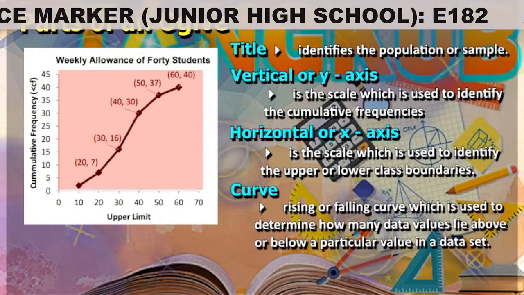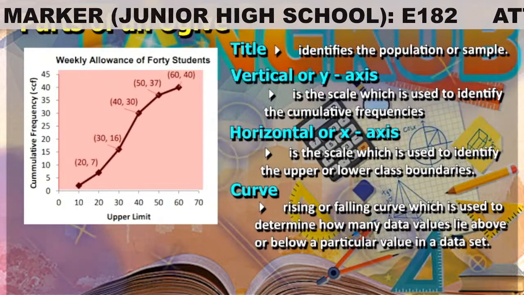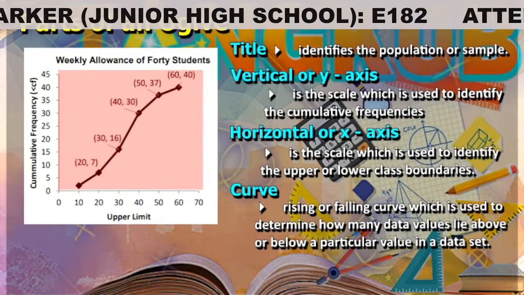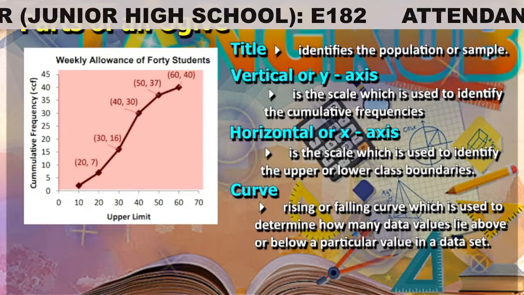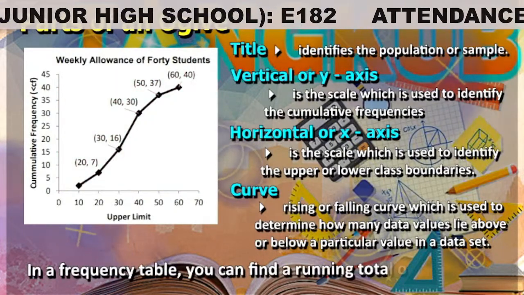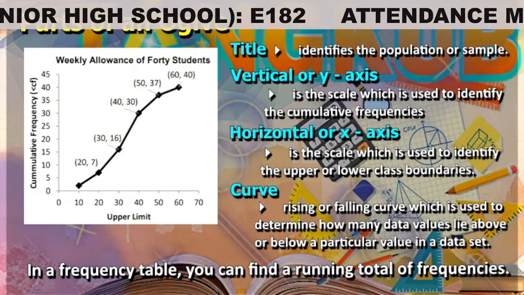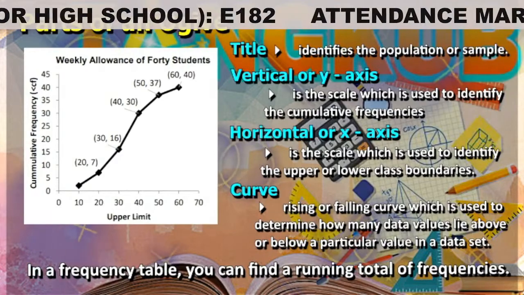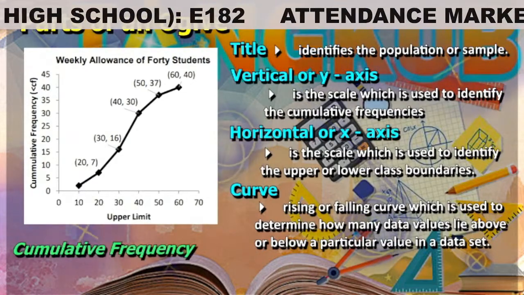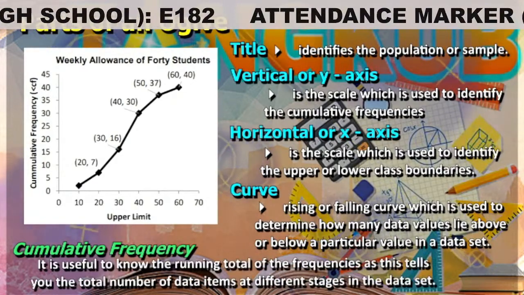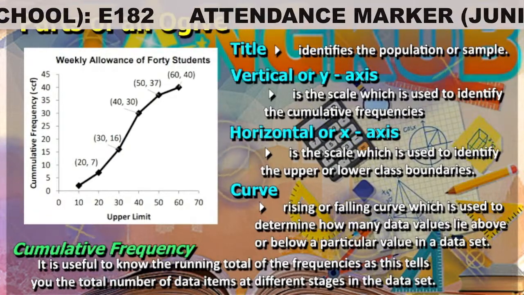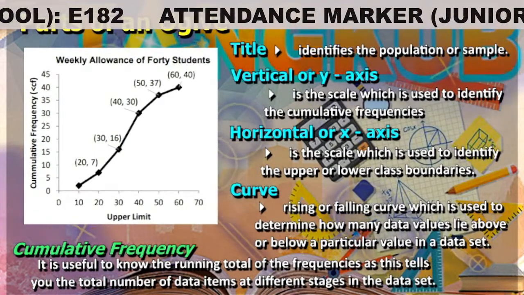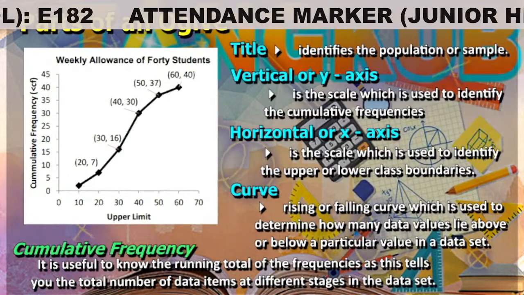Rising or falling curve, which is used to determine how many data values lie above or below a particular value in a data set. In a frequency table, you can find a running total of frequencies. This is called the cumulative frequency. It is useful to know the running total of the frequencies, as this tells you the total number of data items at different stages in the data set.